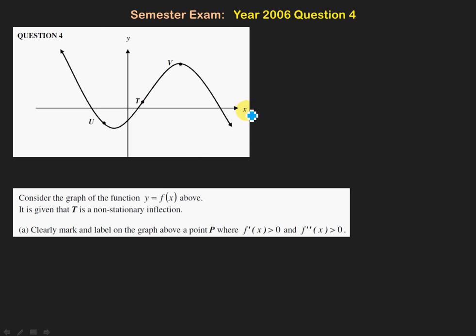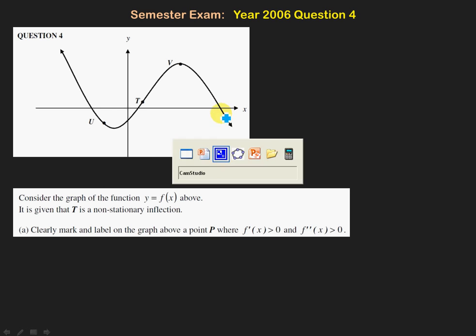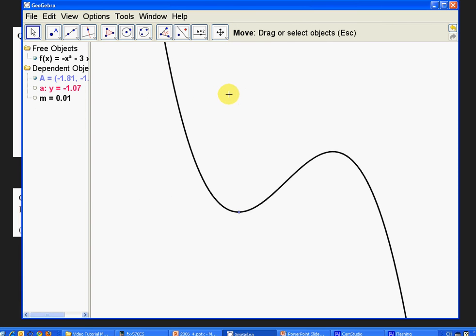Alright, let's look at the fourth question of the 2006 paper. Before we tackle this very simple problem, which requires a lot of understanding about slope and second derivative, I'm going to do one short investigation. Get my GeoGebra going.